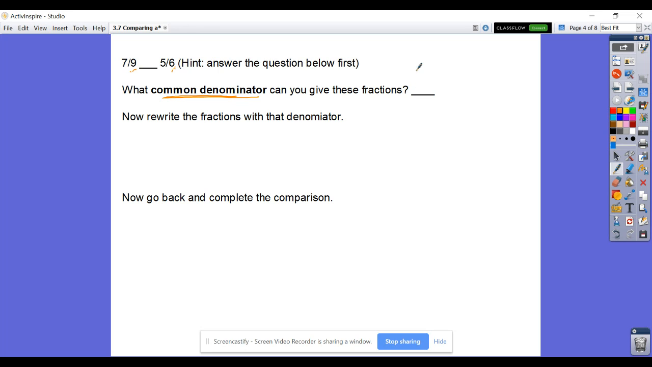One that I thought of was 18. Right? 9 times 2 is 18, and 6 times 3 is 18. So we're going to give them a common denominator of 18. So let's go ahead and rewrite these fractions with the denominator 18. So 7/9 equals blank 18ths.